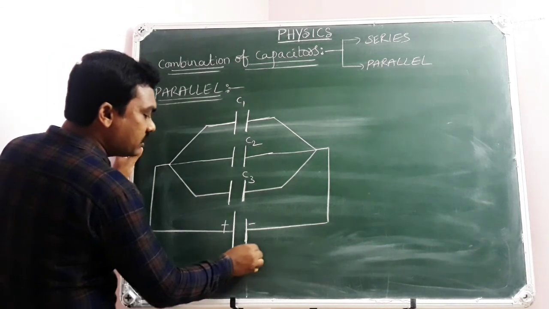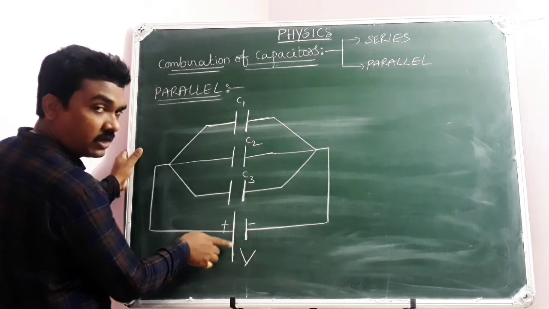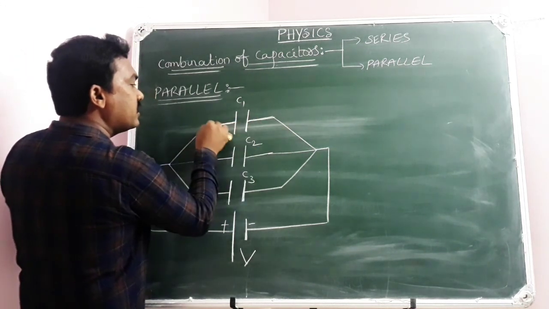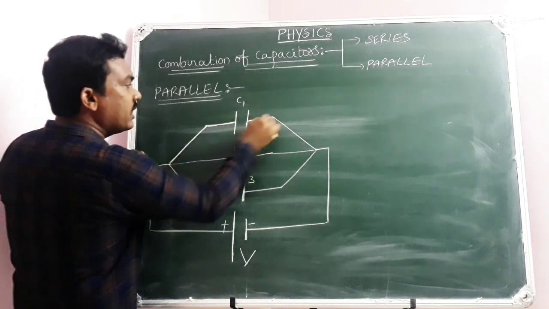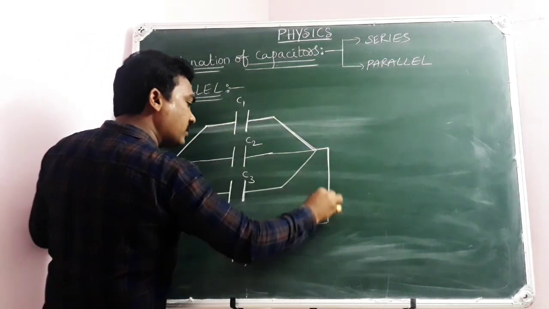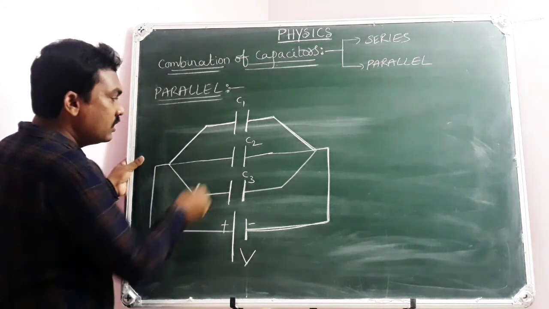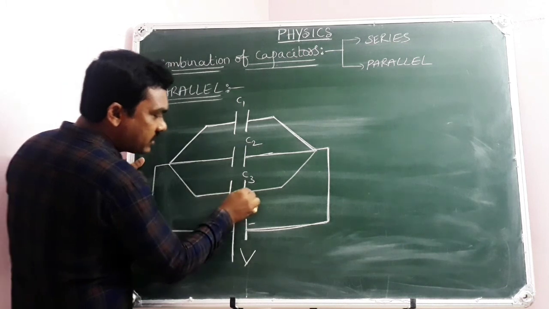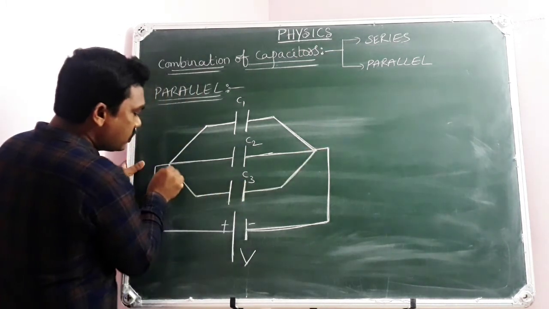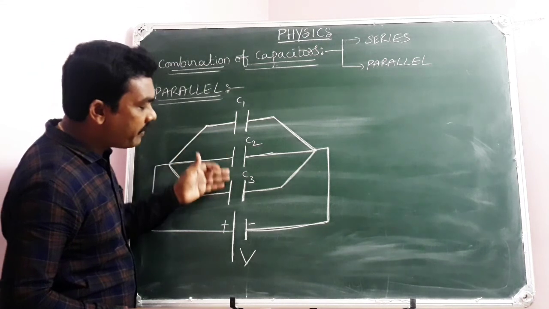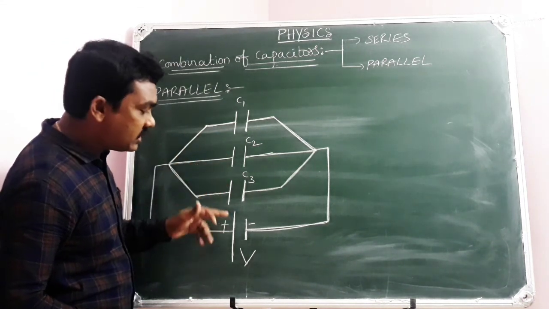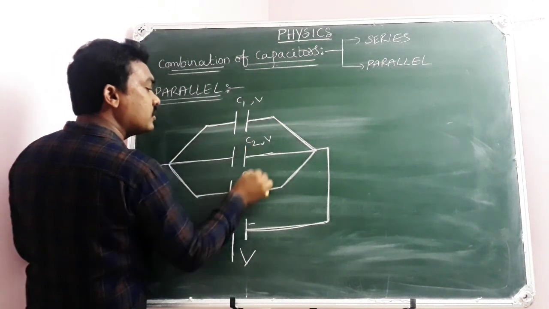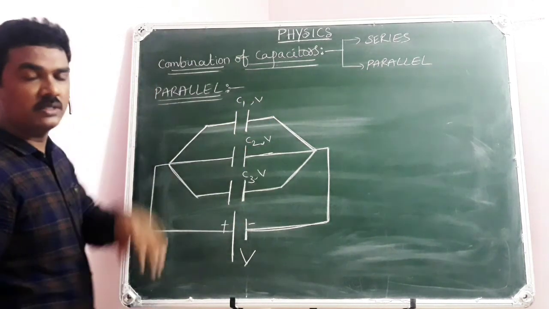What will happen? If V is the potential difference across the terminals of the battery, then across the first capacitor the potential difference remains as V because its terminals are connected directly to the battery terminals. Same potential difference. Similarly, the potential difference across C2 will be V. Potential difference across C3 will be V. So, when 2 or more capacitors are connected such that the same potential difference is maintained across every capacitor, then they are said to be in parallel combination.